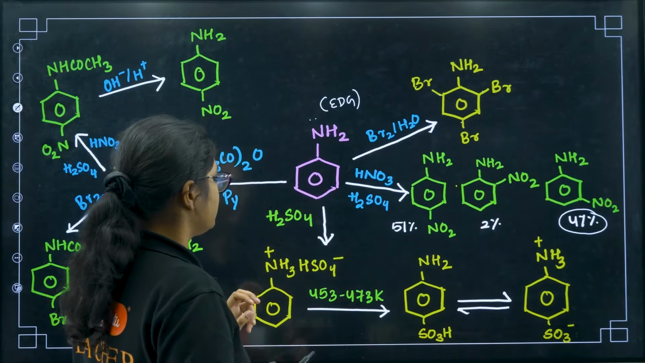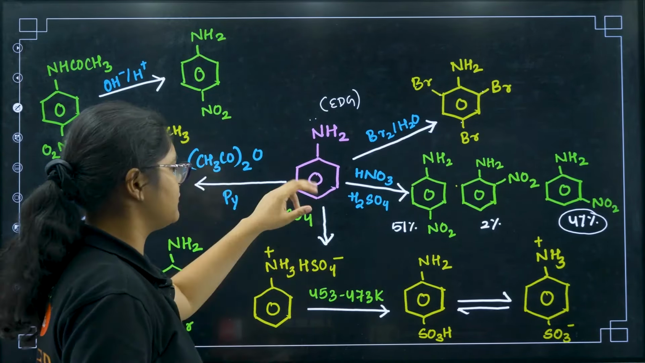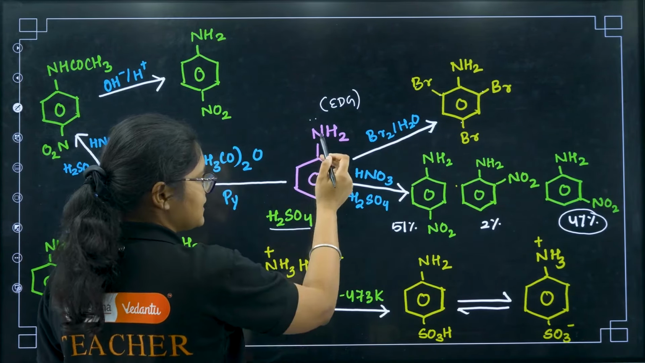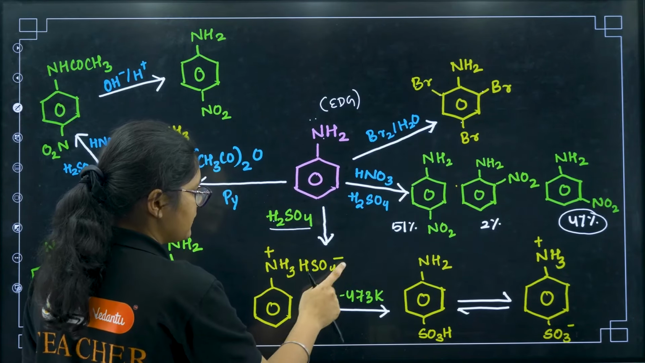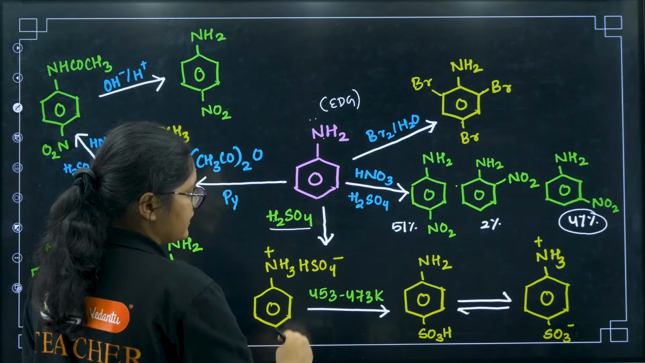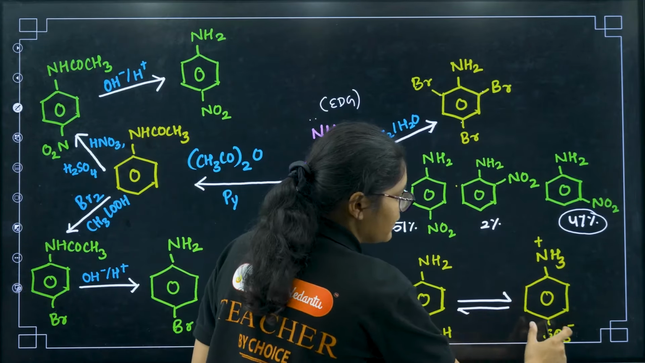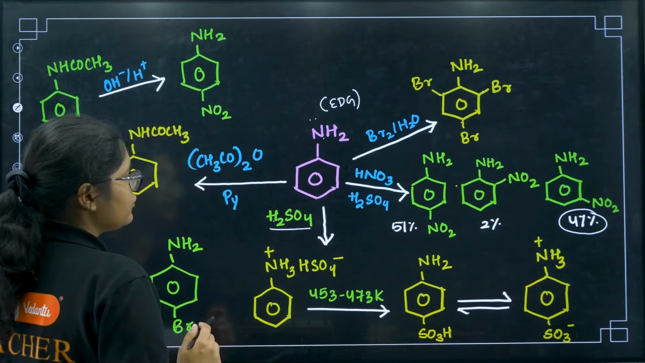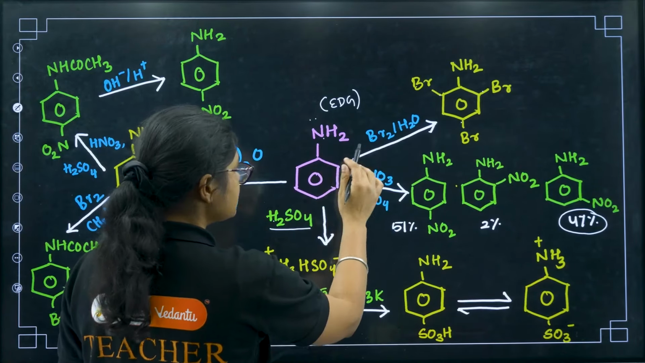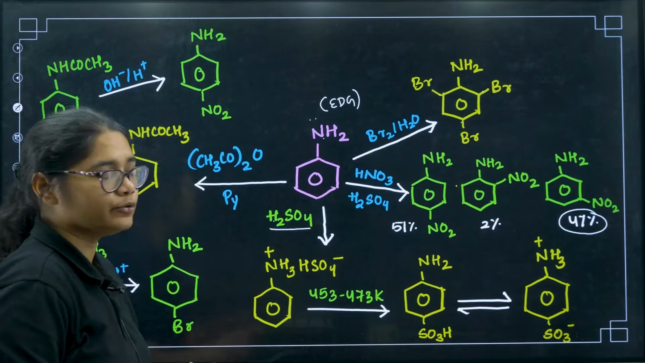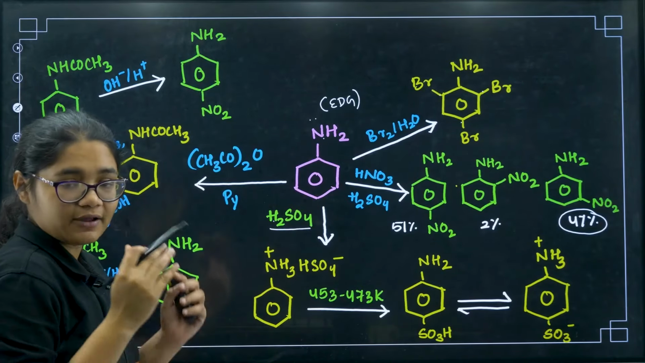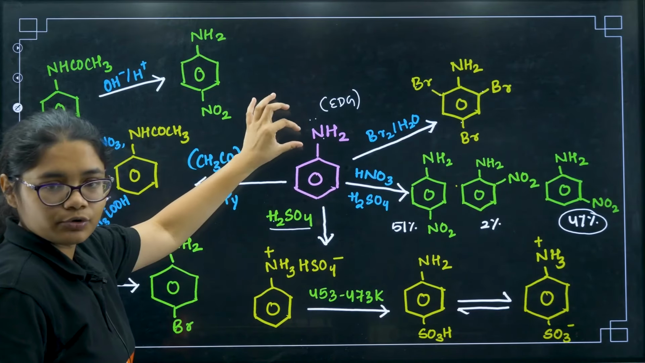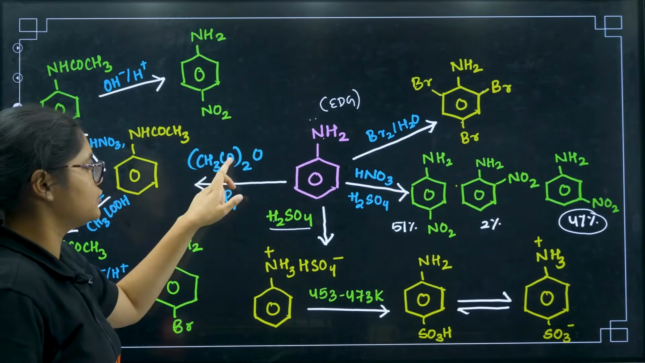Next, if you take H2SO4, what will happen? When you take H2SO4, this has H+, this is an acidic medium, then we get a compound like this, and then there is some rearrangement to give you NH3+ here and SO3- here. Next, if I want only one bromo product, how can I do that? I have to protect this NH2 group, or reduce its activating nature. For that you have to react it with (CH3CO)2O.